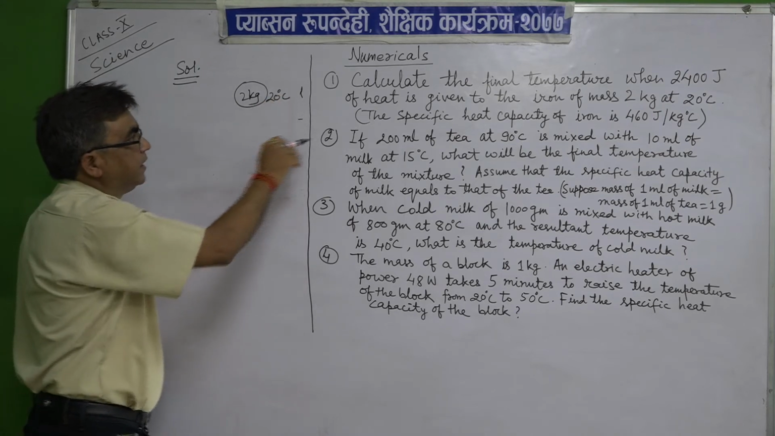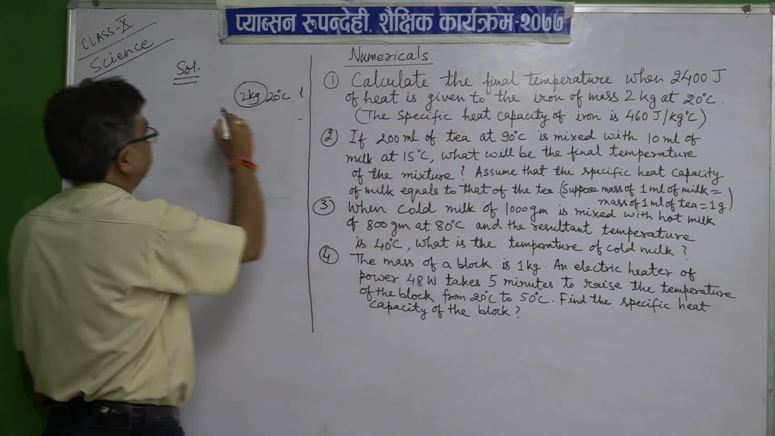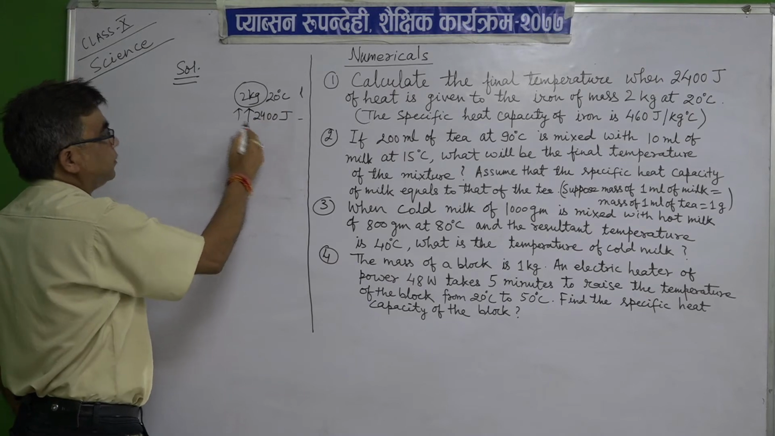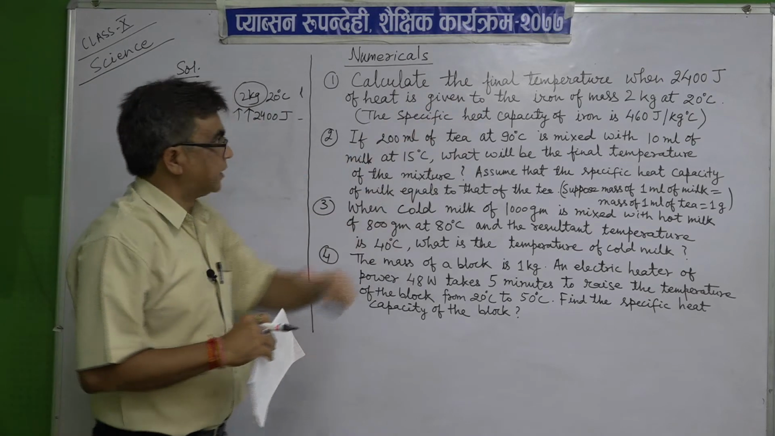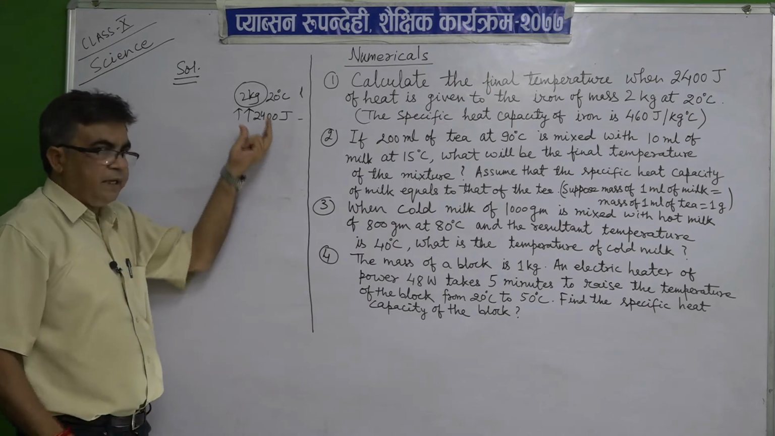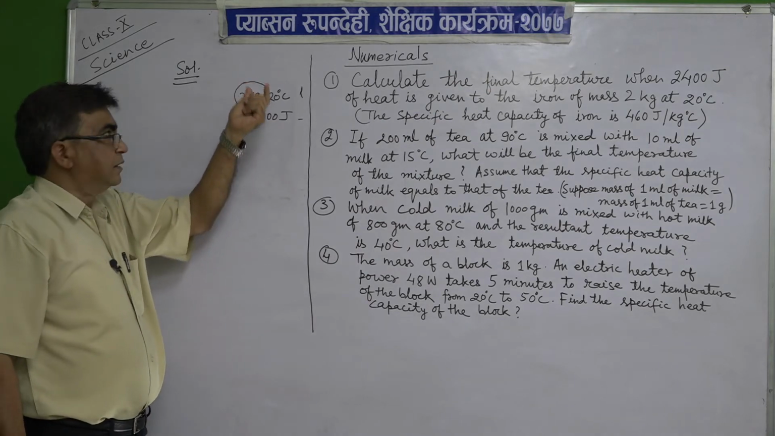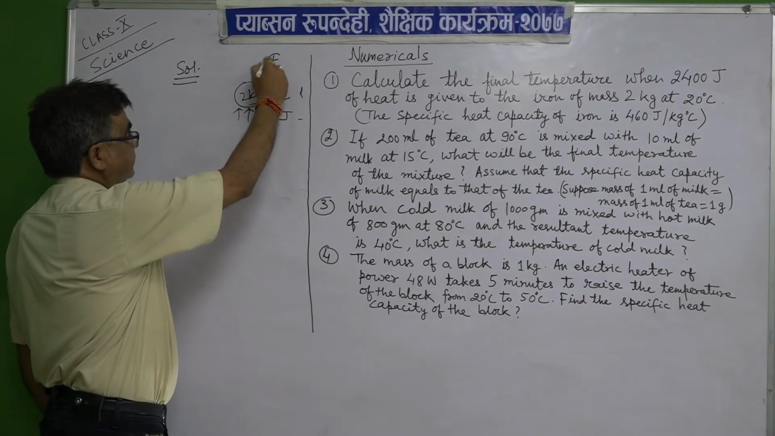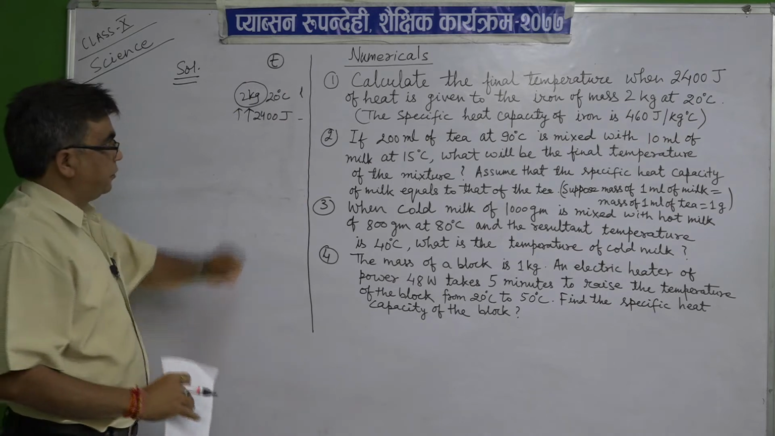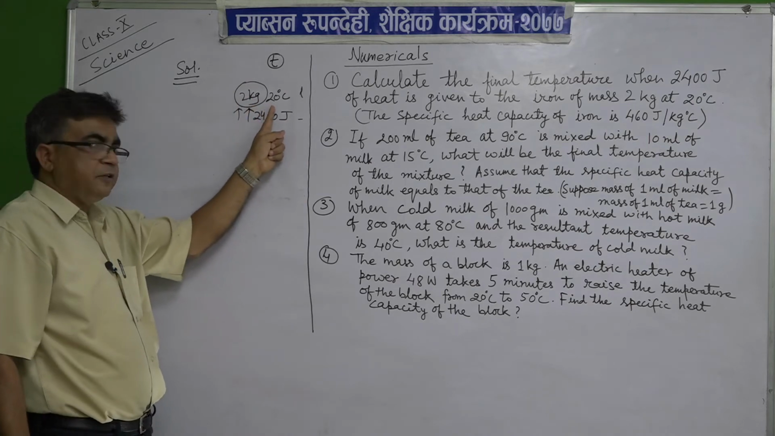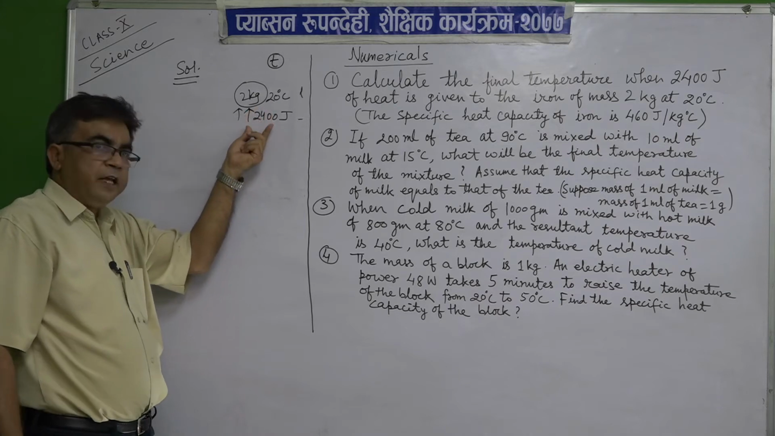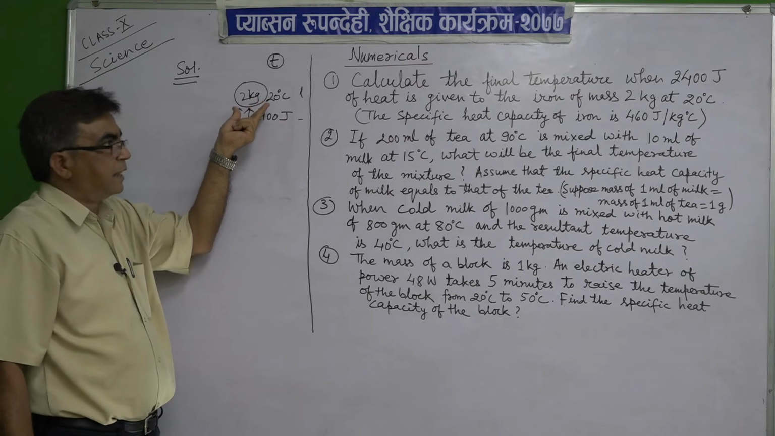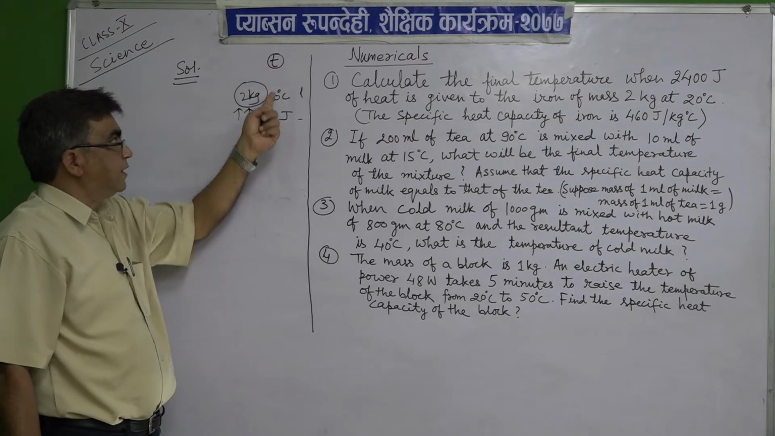It has been supplied heat. How much heat? 2400 joules of heat. You have been asked what is the final temperature. Definitely when you supply heat, its temperature will increase. You have to find out what that final temperature is. Suppose the final temperature is T. Initially it was at 20 degree centigrade, but when we apply 2400 joules of heat energy to this mass of iron, its temperature will rise and reach up to T, suppose.